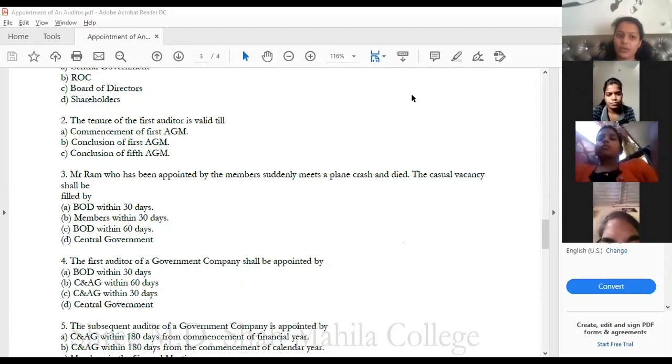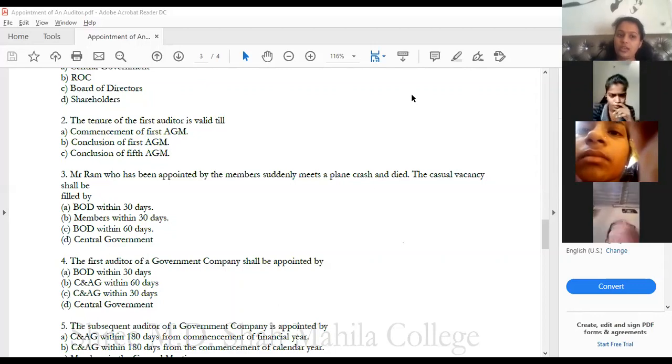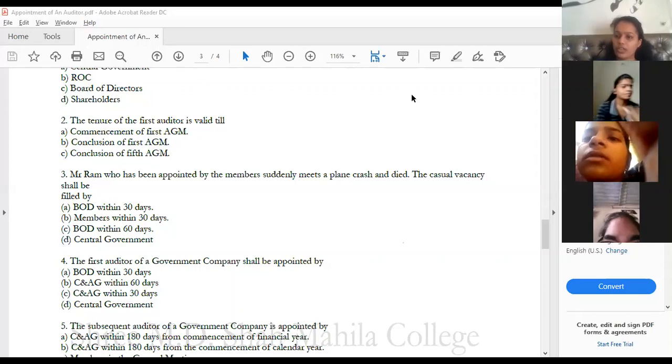Mr. Ram, who has been appointed by the members, suddenly meets with a plane crash and he dies. So this is a casual vacancy. Now, in this case, what is going to happen? Board of directors will be filling this vacancy, members will be filling the vacancy, or central government. What do you think? Who is going to fill the vacancy? Option A, B, C, or D? What do you think? D. No, my dear, D is not the correct answer.